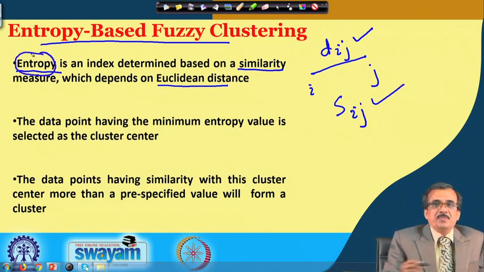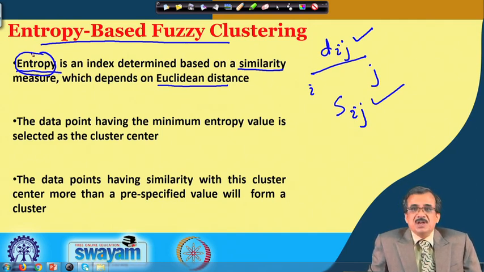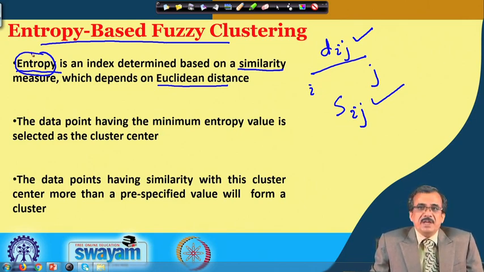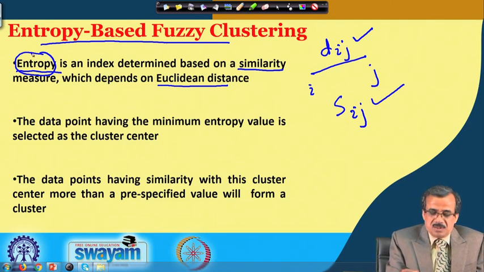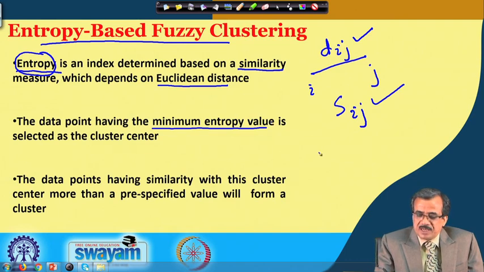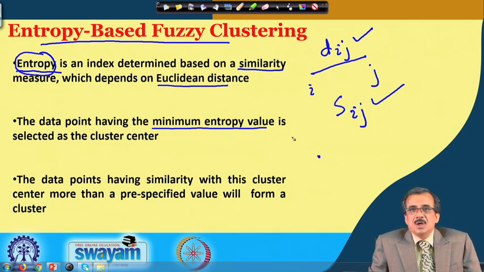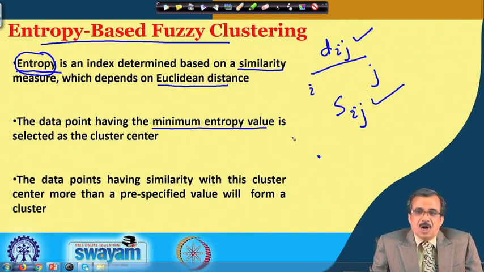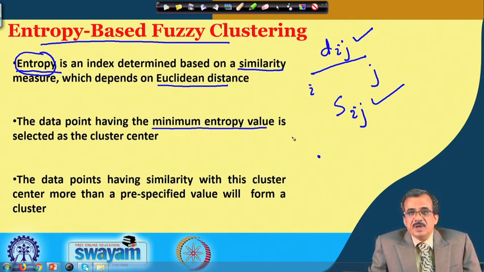I have already mentioned that this particular entropy is an index which helps us to decide which one should be the cluster center. Now, the point which is having the minimum entropy value is selected as the cluster center. Now, once you have got this cluster center, supposing that this is the cluster center, surrounding this particular cluster center, we have got a number of data points. Now, we will have to take one decision: out of all the data points, which are going to enter that particular cluster.